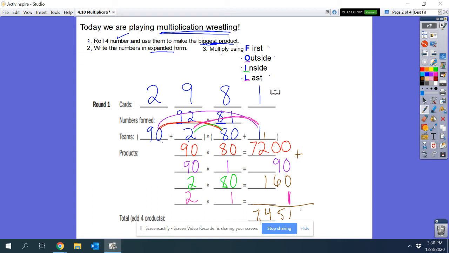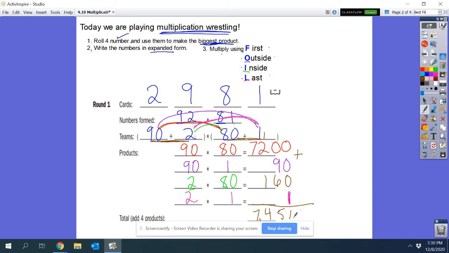So basically, we're thinking of these expanded forms as our teams, right? And they each have to face off against each other. That's why it's called multiplication wrestling. The 90 had to wrestle with the 80, and the 90 had to wrestle with the 1, and then the 2 had to wrestle with the 80, and then the 2 had to wrestle with the 1. So that's just another way of looking at essentially the partial products method.